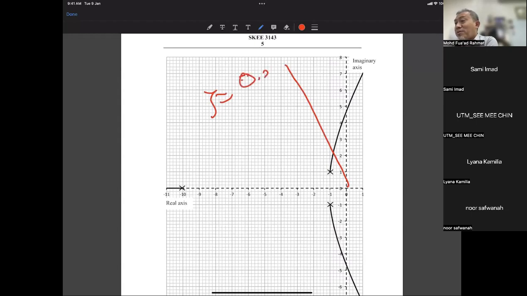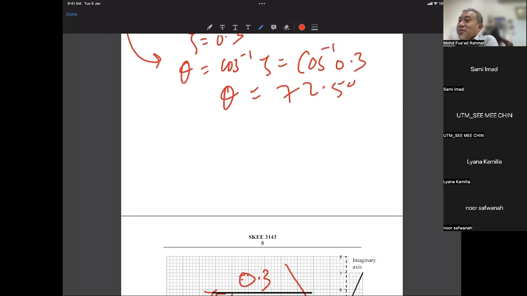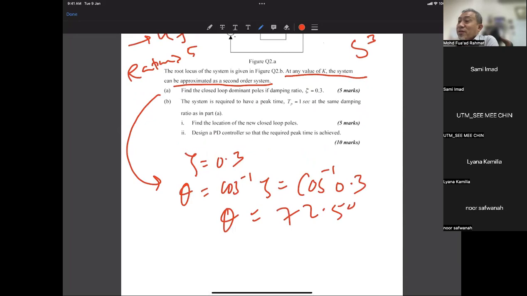Zeta 0.3. Okay, so what is the dominant pole over there? I think it's negative 0.8 plus j 2.4. Sorry, 2.4. 2.2 also can. Okay, guys, understand? So that is the closed loop dominant pole.